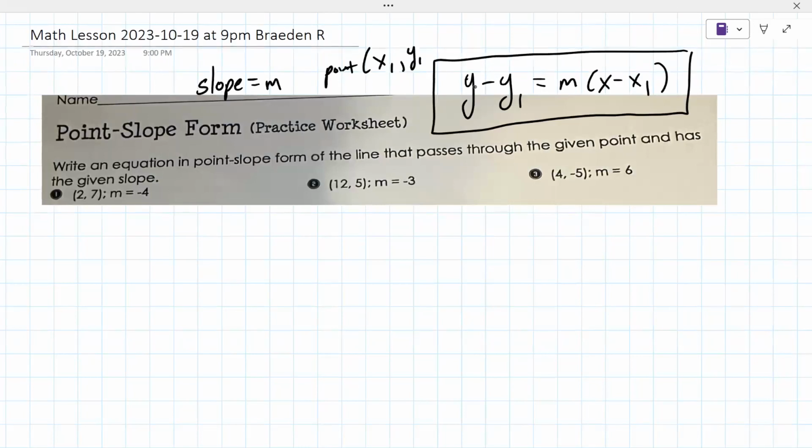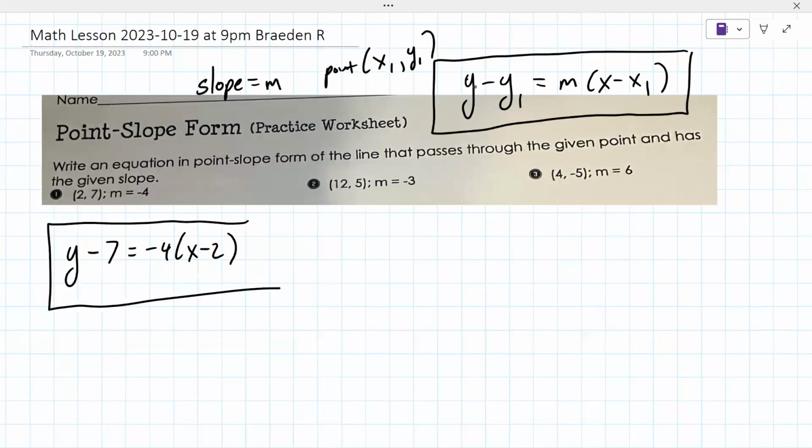is x1, y1. Okay. So that's y minus 7 equals negative 4 times (x minus 2) for the first one. And there's nothing more to do on that one. That is completely done. You don't have to distribute. You don't have to add anything to two sides. It's completely done.